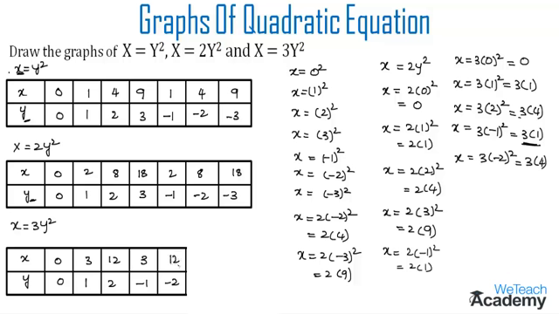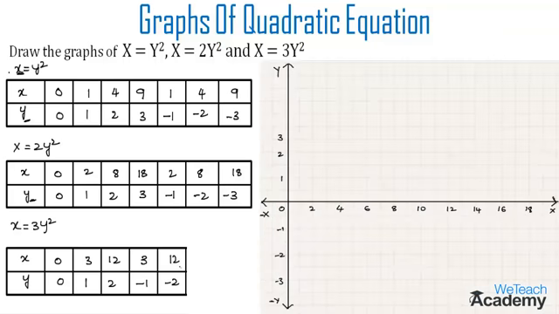And now let us represent all these three quadratic equations in the form of graph. So first, let us consider the scale of x-axis as 2 units and the scale of y-axis as 1 unit. So first, let us mark the points for the equation x is equal to y square. So we have here the first ordered pair as 0, 0. So it is a point where the x-axis and y-axis meet.